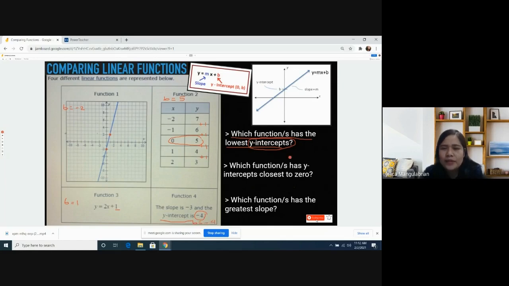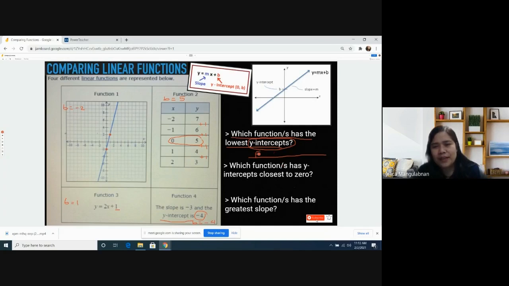Then we're going to answer question number 1. It says, which function has the lowest y-intercept? Is it function 1, which is -2? Is it function 2, which is +5? Is it function 3, which is +1? Or is it function 4, which is -4? Perfect. Good job, guys. So the answer is function number 4. Okay? So we have function 4.